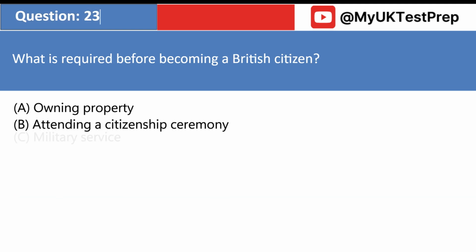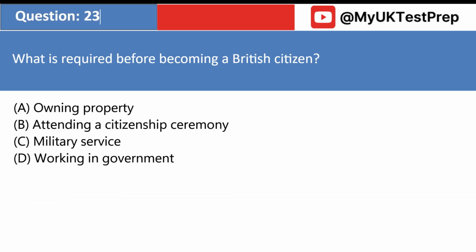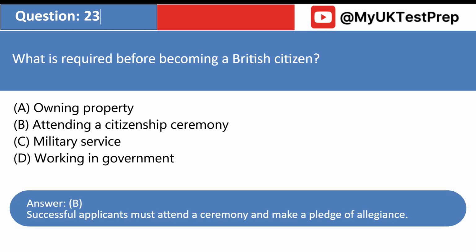What is required before becoming a British citizen? A. Owning property. B. Attending a citizenship ceremony. C. Military service. D. Working in government. Answer: B. Successful applicants must attend a ceremony and make a pledge of allegiance.